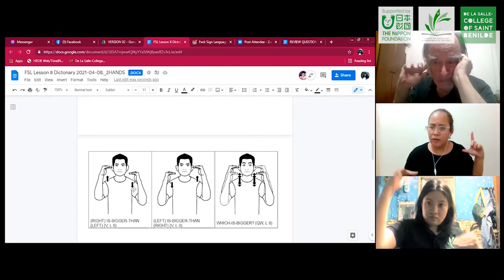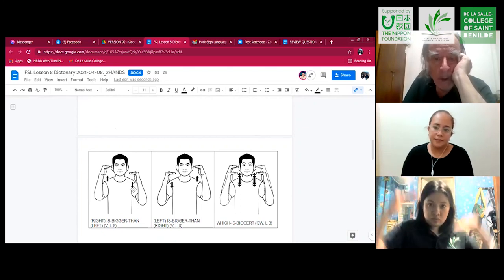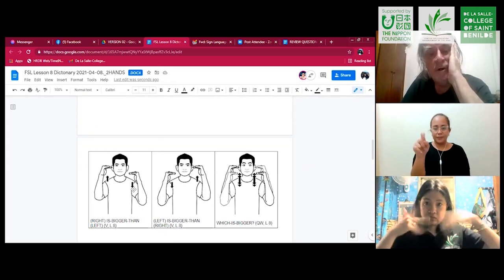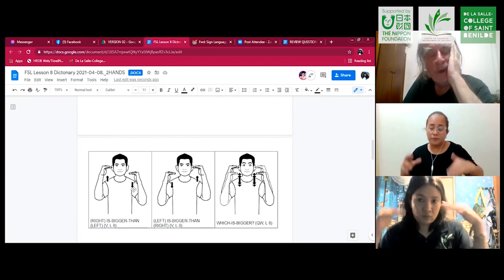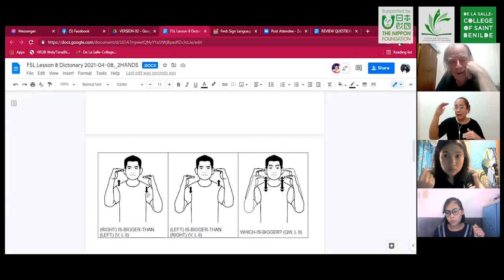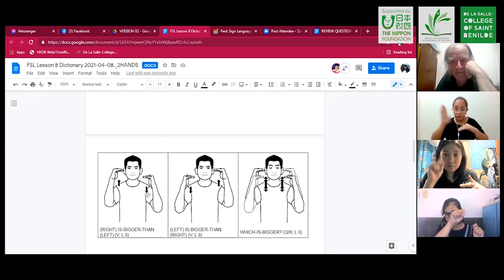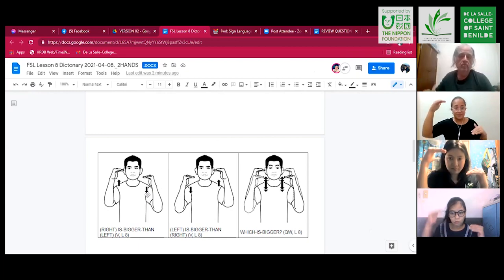I think it's the right hand, right hand. Okay, and the left hand starts lower. Yes, sir. Okay, then I would put the order right is bigger than left, which is bigger, and left is bigger than right. A little bit different from what you have. Right is bigger than left, same. Okay, and then I would put which is bigger.